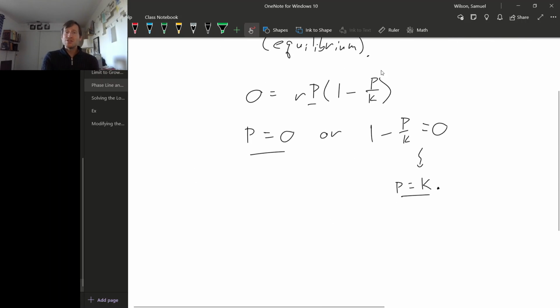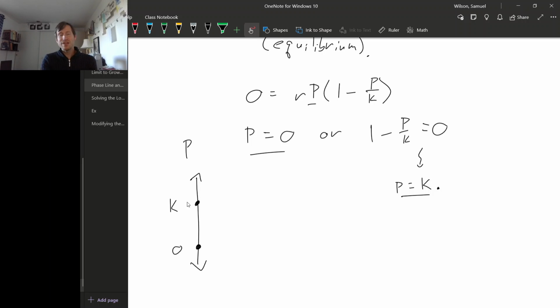One common way to draw this sort of differential equation that's autonomous is to just draw a p-axis. We can put our equilibrium solutions on here. So 0 is one of them, and k is another.